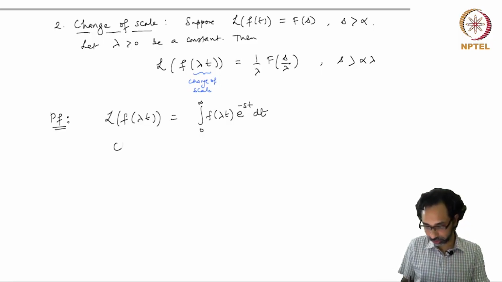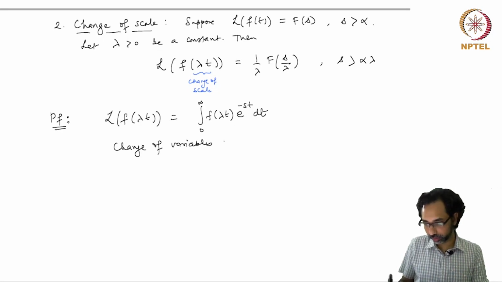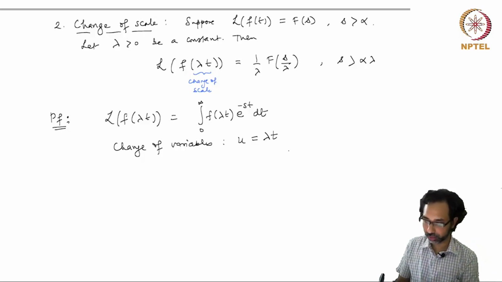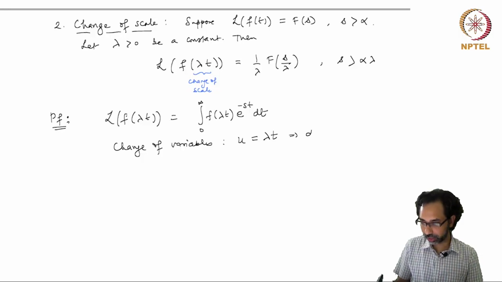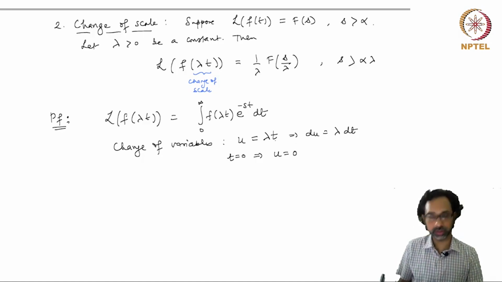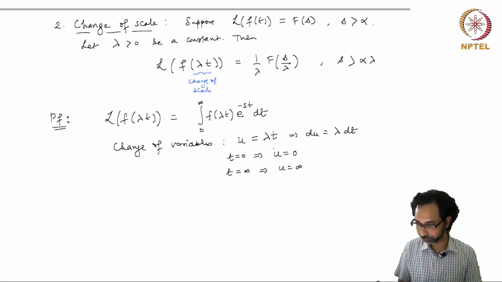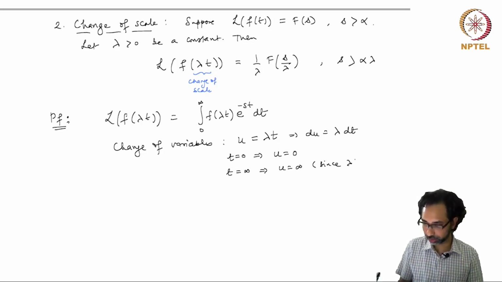Now I can make a change of variables given by u equals lambda times t. So this implies that du is lambda dt, and let's look at the limits of integration. So if t equals 0, this implies that u equals 0 because it's just lambda times t, and when t equals infinity, u is also equal to infinity because we have assumed lambda to be a positive constant.